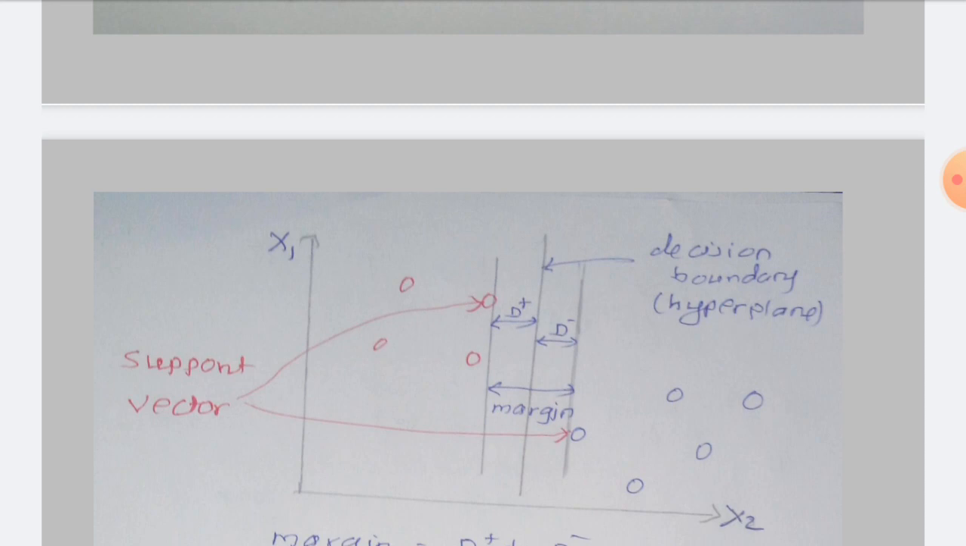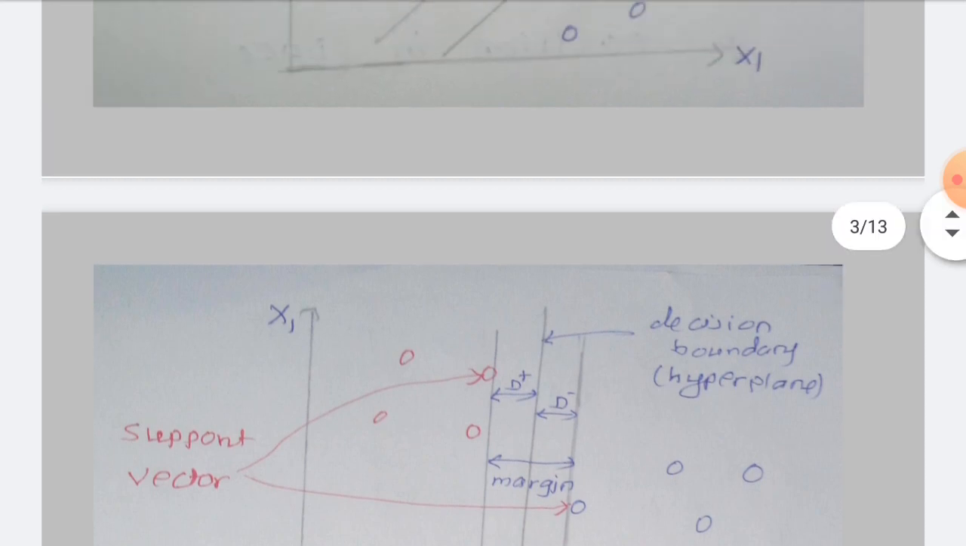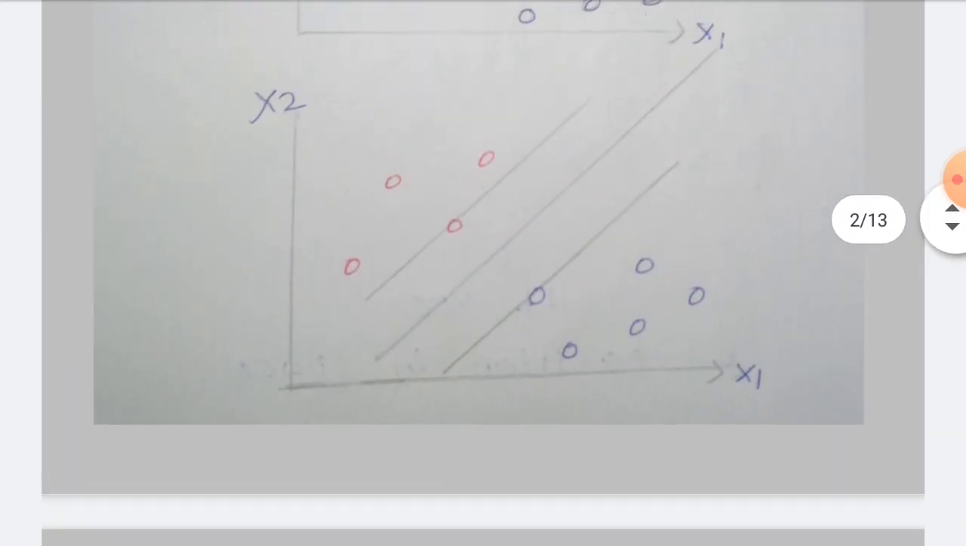Now we have two distances, d plus and d minus. The d plus distance is the distance between the hyperplane and the left side data point, and d minus is the distance between the hyperplane and the right side data point. And this complete distance is called the margin. Now let us consider this margin and the above figure margin.